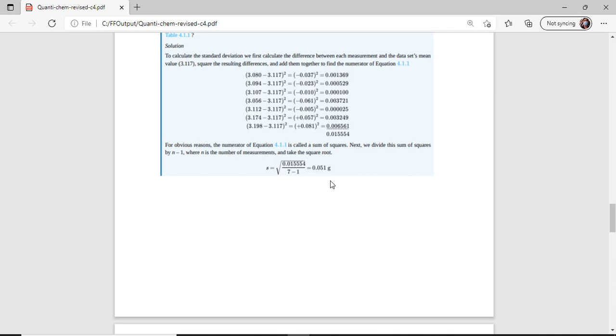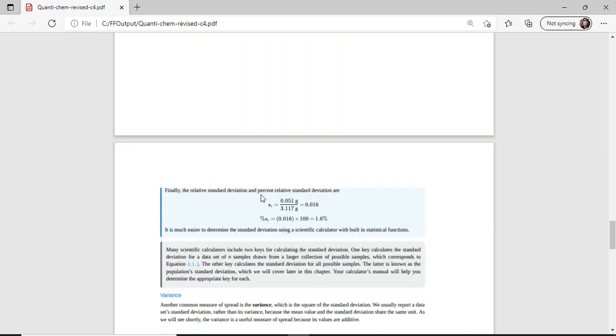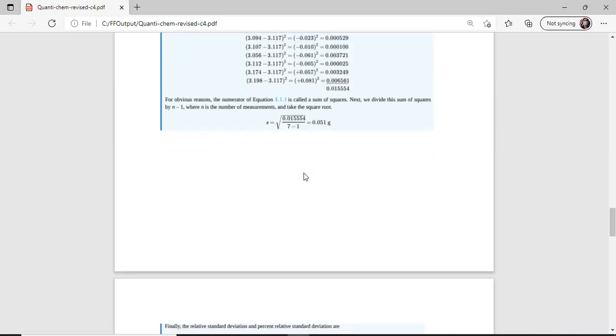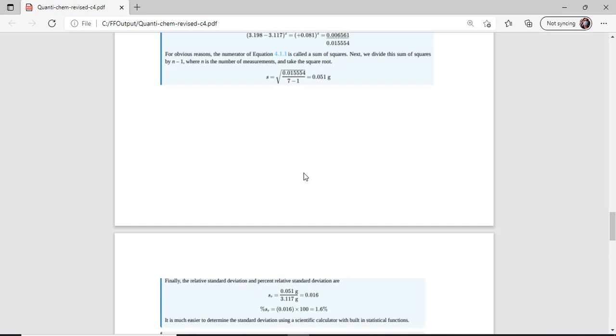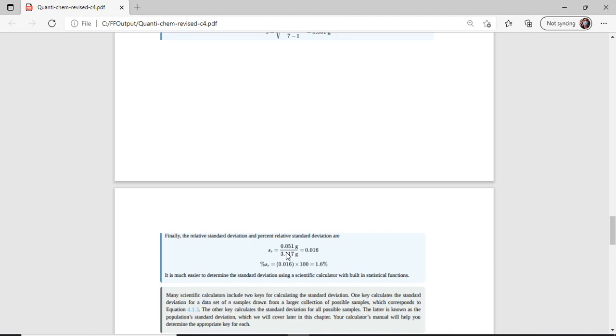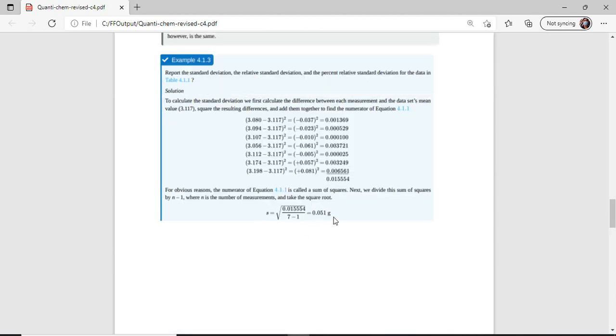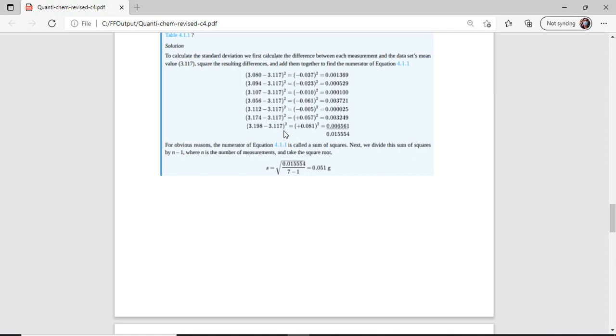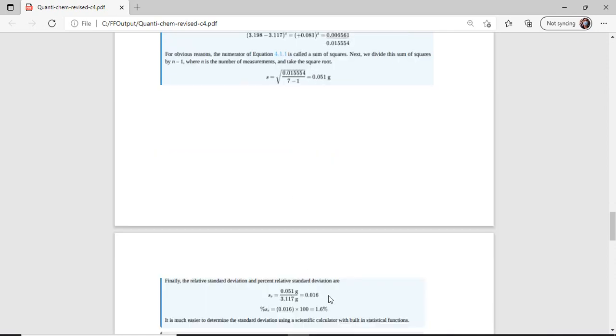The answer is 0.051 grams. Now, because you already have the standard deviation, you proceed to the relative standard deviation. Your relative standard deviation and also percent relative standard deviation: for SR, it is equal to your SD, or standard deviation, divided by your mean. Your mean is 3.117. So that is your relative standard deviation. It is 0.016.